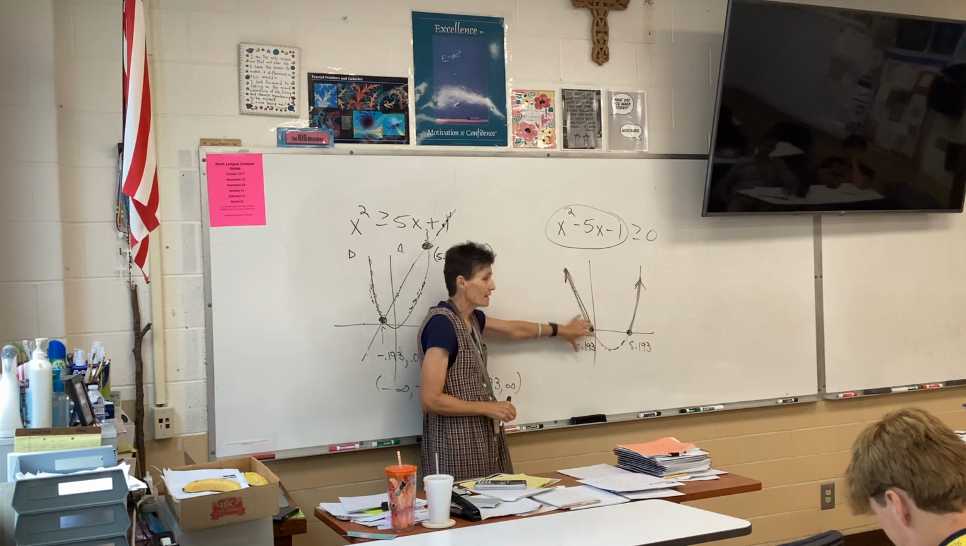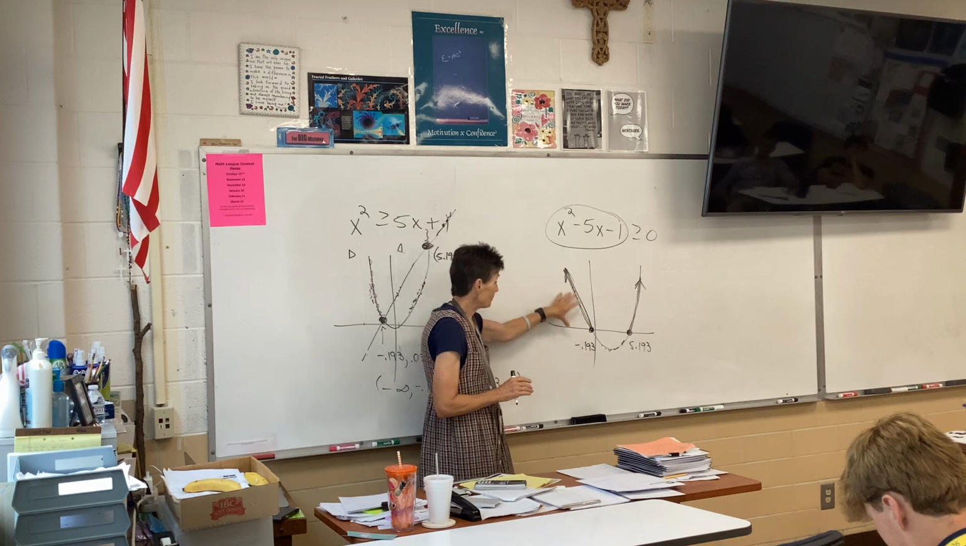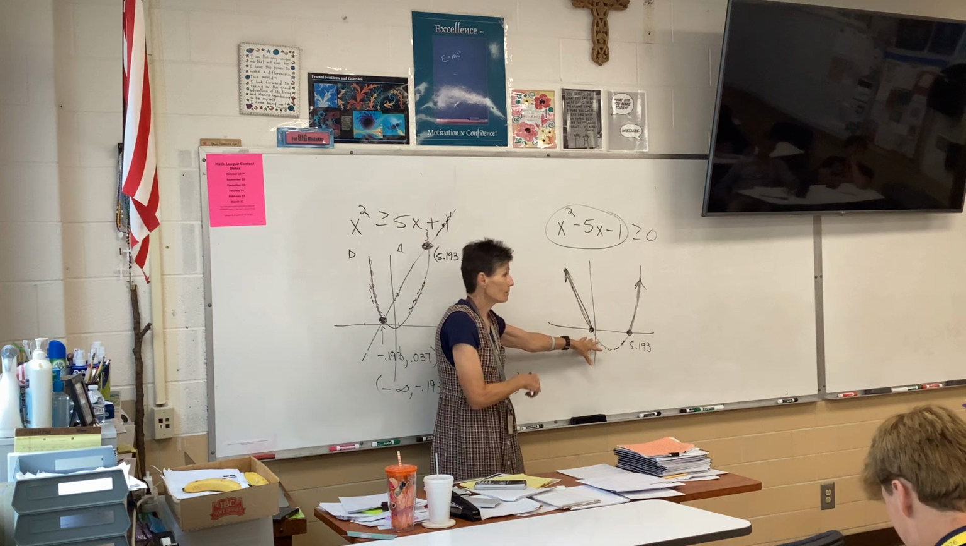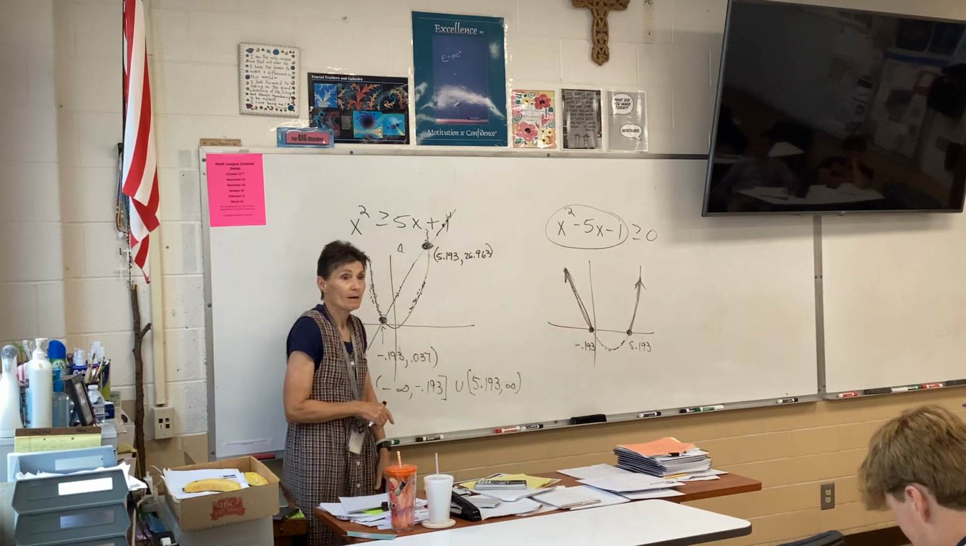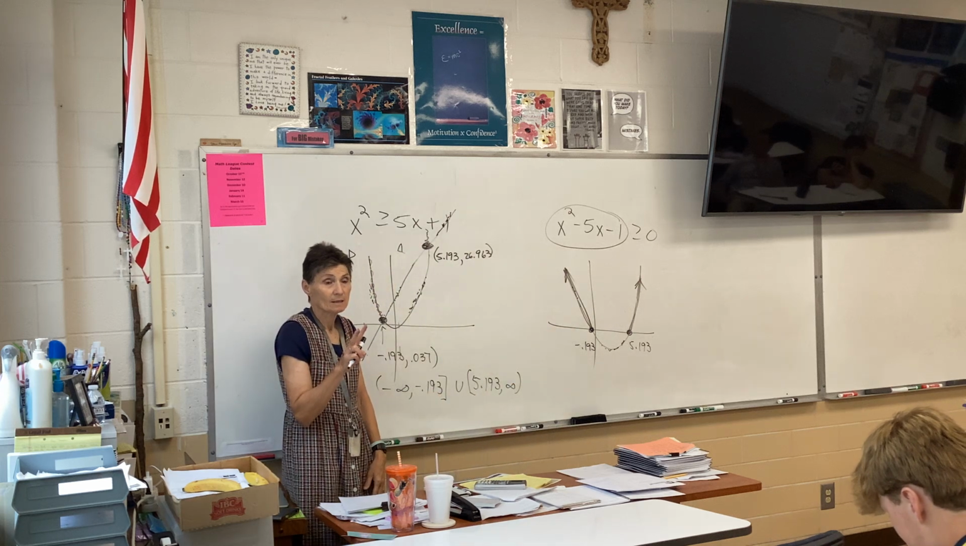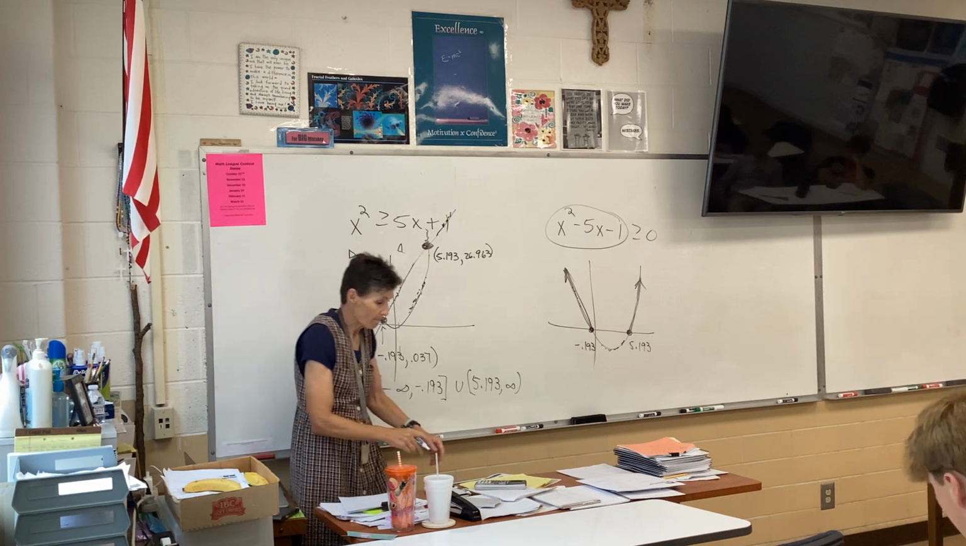It's everything from negative infinity. Again, we're looking at x's now. X's. So negative infinity to negative 0.193 and then 5.193 to infinity. All right, those are the 2 ways that you can graphically solve an inequality. Good? All right.